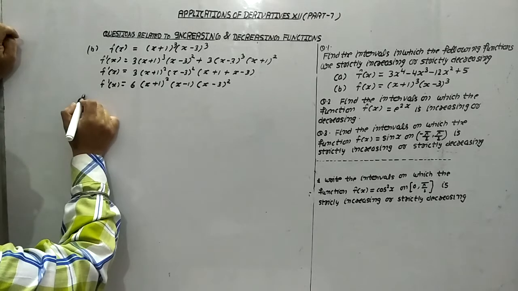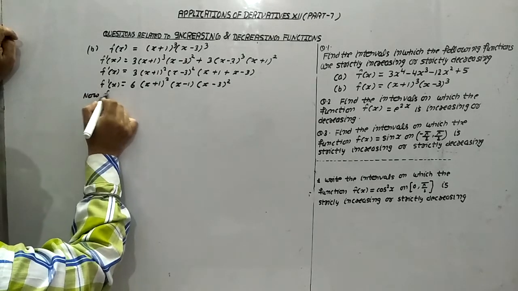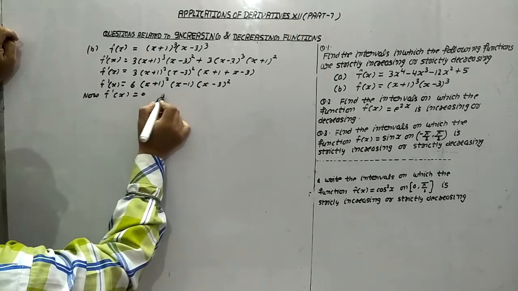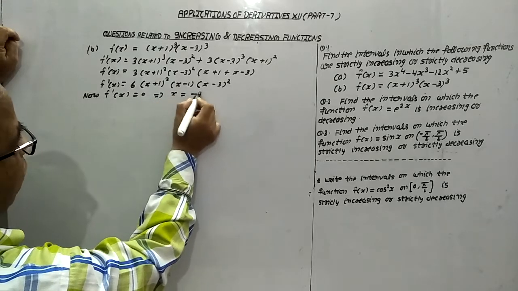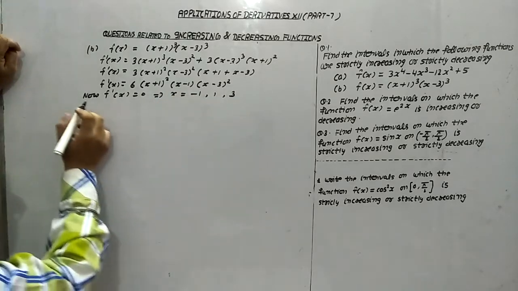2 is common here. Now f'(x) = 0. Once f'(x) = 0, it implies that x = −1, 1 and 3.